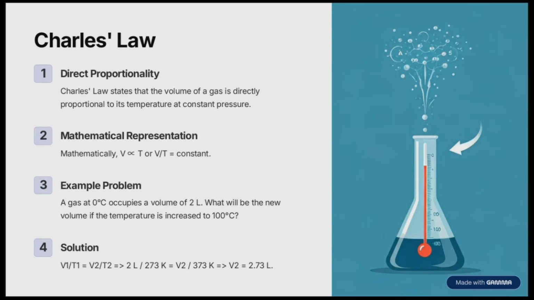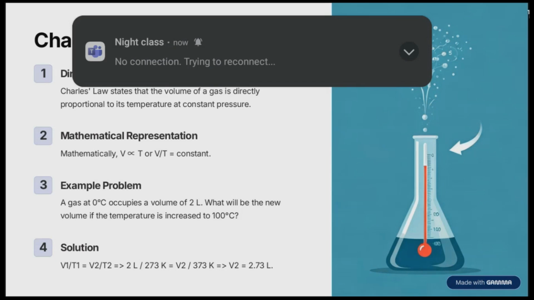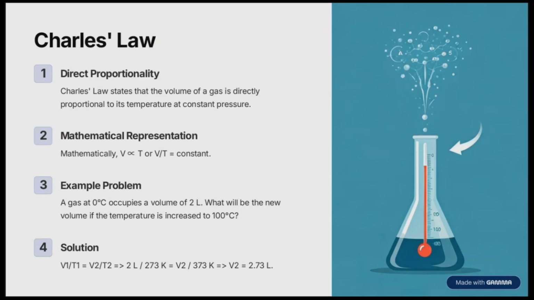For Charles's law, when the pressure is constant, increasing the volume of a particular gas will also increase the temperature of that gas. And when you decrease the volume of a particular gas, the temperature of that gas would also decrease. That's what this law is stating.